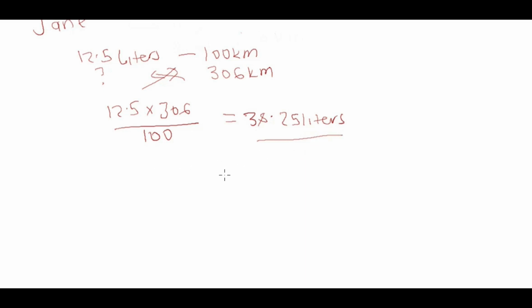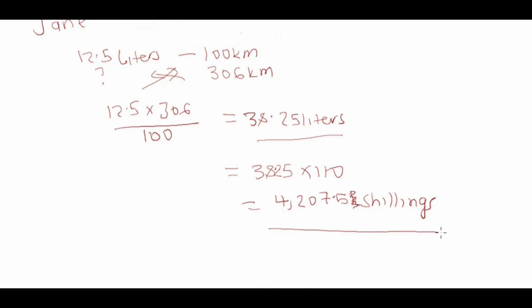So to get the amount of money, we just multiply by the amount of money per liter. That is 38.25 times 110. It will give you 4,207.5 shillings. It is shillings, not Kenyan shillings. It is 4,207.5 shillings. This is the amount of money that Jane's vehicle will use from town A to town B.